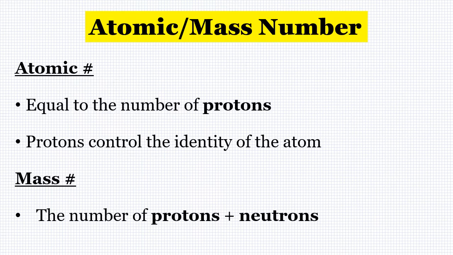All right, let's talk about the atomic and the mass number. So the atomic number is equal to the number of protons. Protons are what control the identity of the atom. The mass number is simply the number of protons and the number of neutrons. Now remember, the protons and the neutrons both have mass. We say they have a mass of 1 AMU. So each proton has a mass of 1 AMU, each neutron has a mass of 1 AMU. You add all of them up, and that'll give you the mass number.